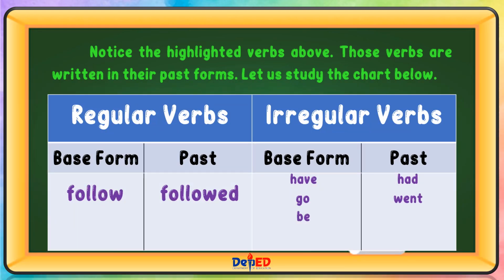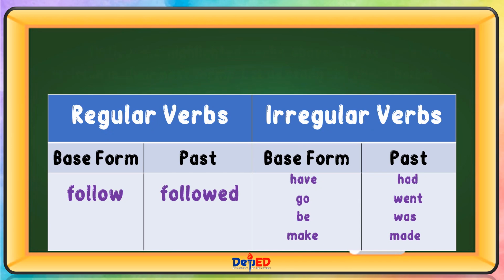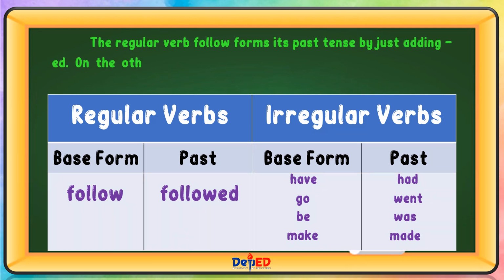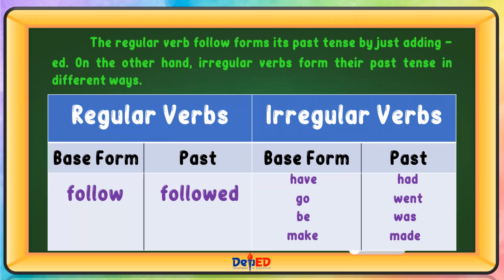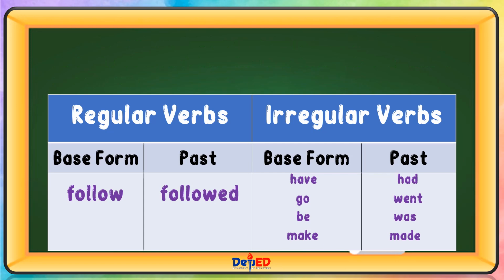Be, was. Make, made. The regular verb follow forms its past tense by just adding ed. On the other hand, irregular verbs form their past tense in different ways.